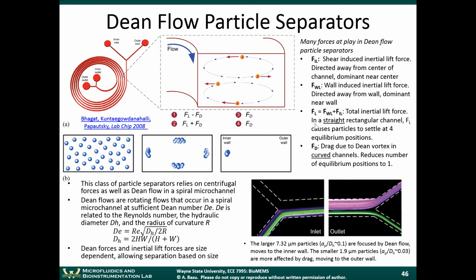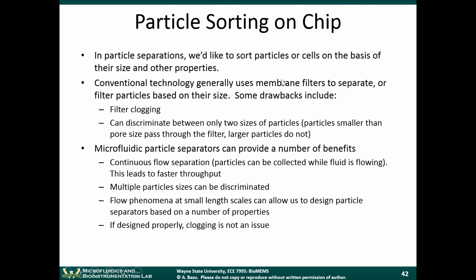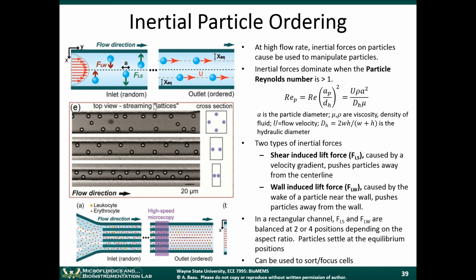So the first question to ask is, why a spiral channel? If we go back to the inertial particle ordering technique, the particles were already being ordered or located at specific regions within the channel. But one of the issues with this is that look at where the particles are: top, bottom, left, and right.